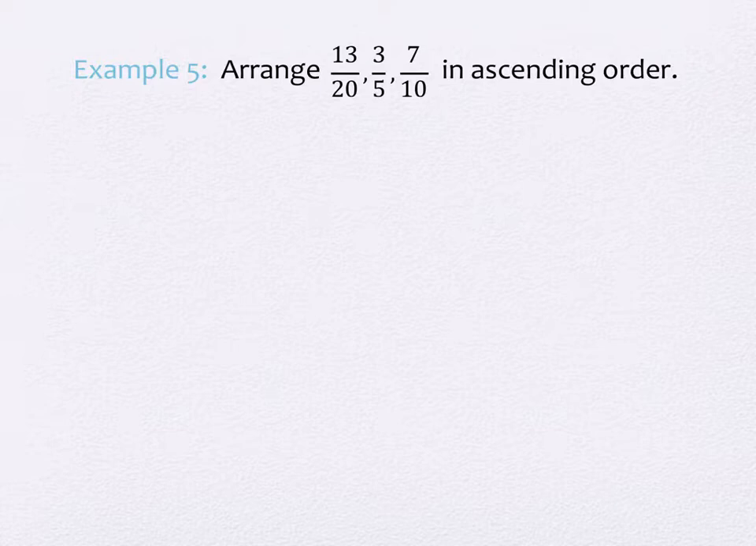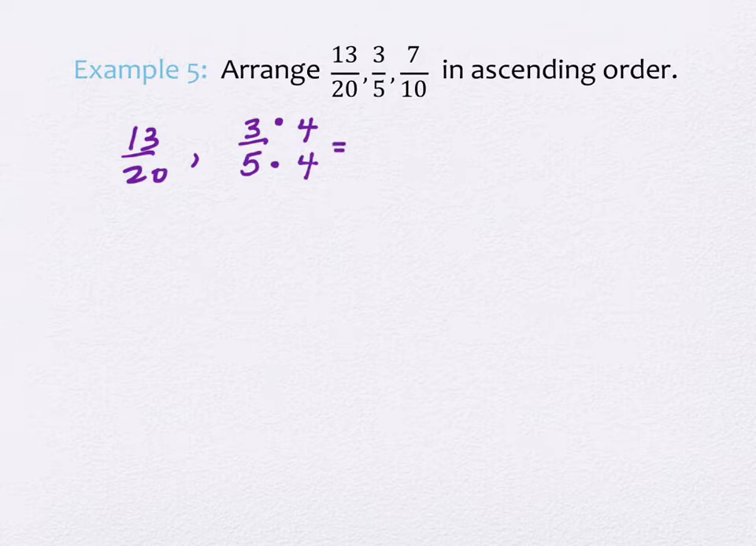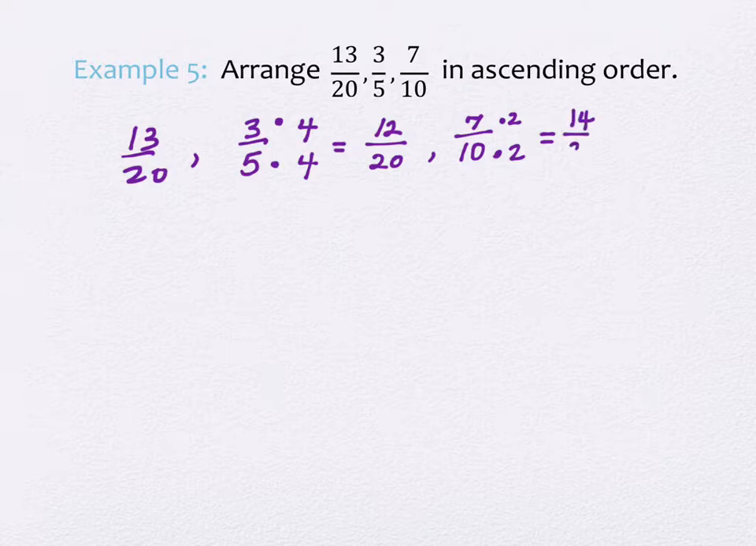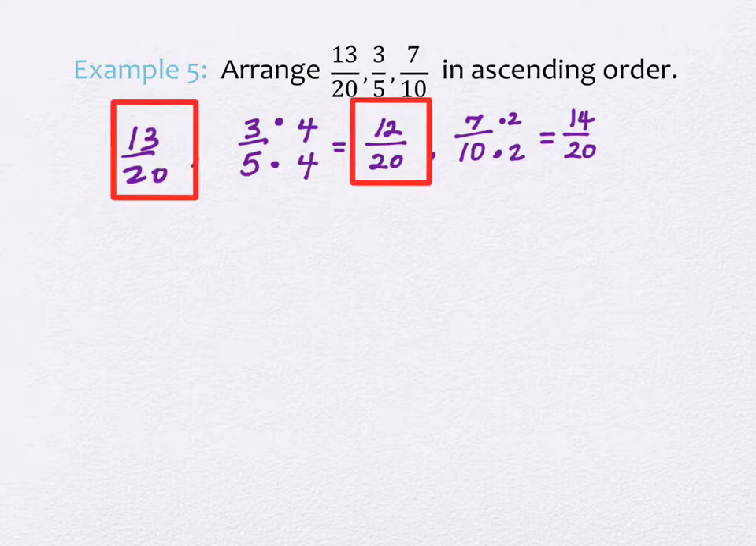So I'm not going to have to do anything to my 13 over 20. He's good to go. My 3 over 5, however, would need to be multiplied by what? 4, right? So what's 3 times 4? 12, so we have 12 over 20. And then I've got 7 over 10, so what would I have to multiply the 7 over 10 by? 2 on top, 2 on bottom, which would give me 14 over 20. All right, so comparing all of those when they're written over 20, it's a lot easier to decide which one's the smallest and which one's the largest.